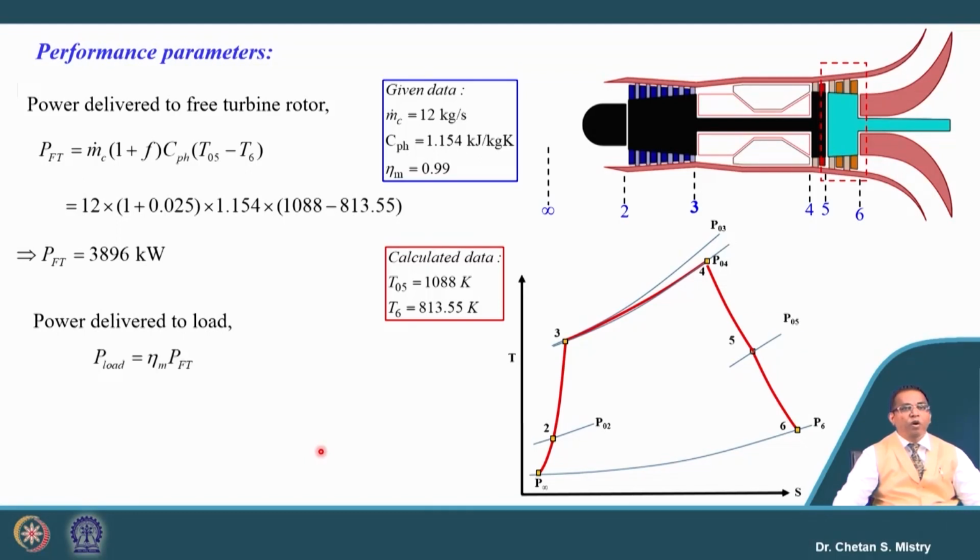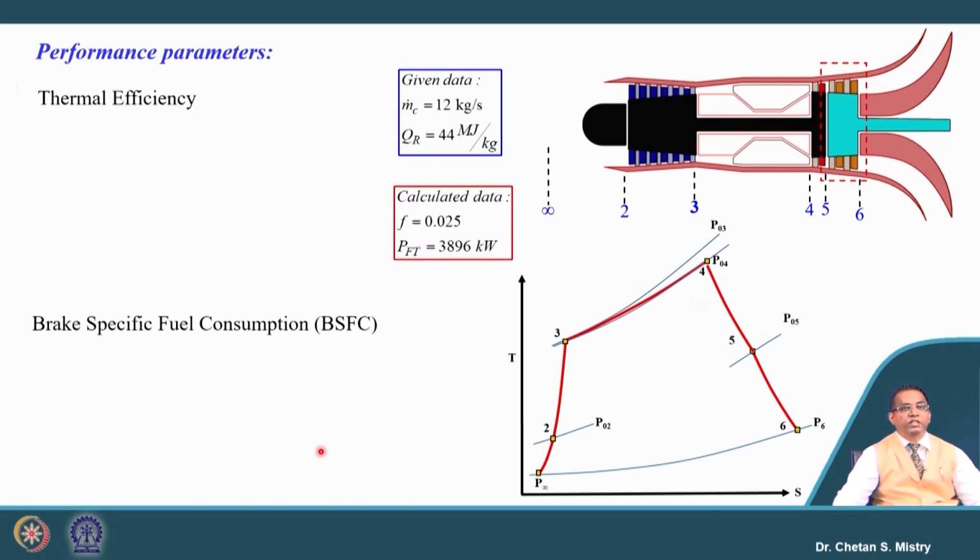Now we have our mechanical efficiency that has been mentioned for the power turbine, which is 99%. That's the reason why the power available at the shaft will be 3.85 megawatt. Okay. So let's move towards the next calculation.